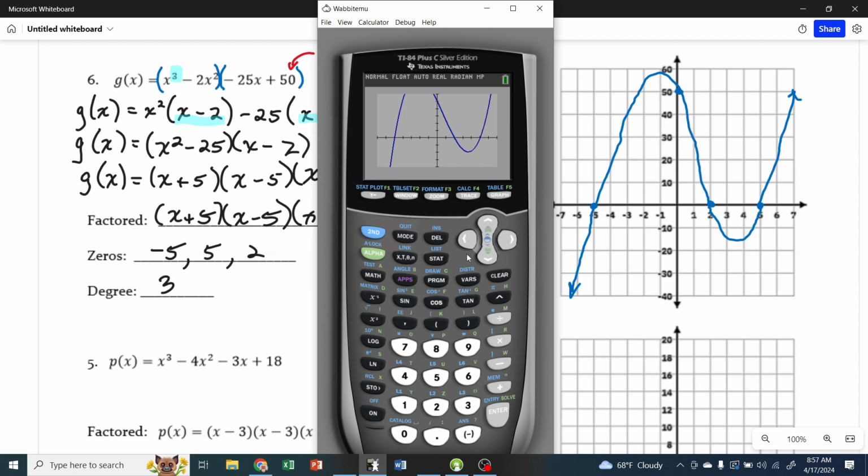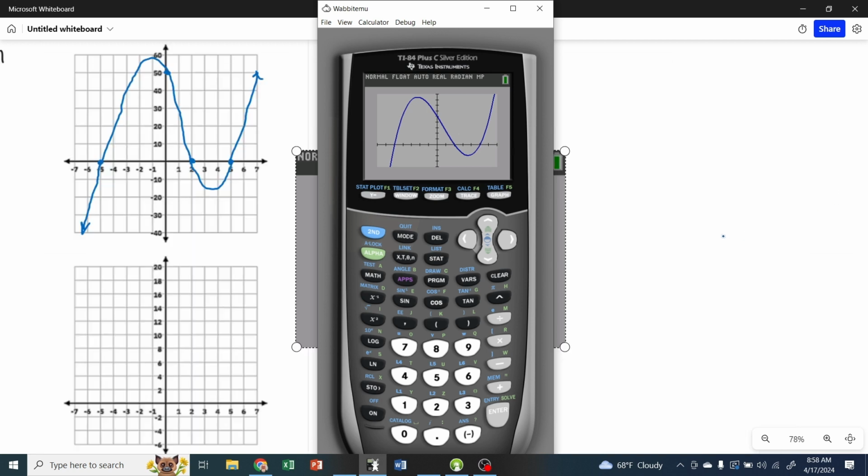Okay, so let's adjust our window. So let's go up to 90 for our y max, and let's graph it again. And there we go. We've got a nice cubic polynomial graph. So I'm going to put this here right next to that to compare and contrast.